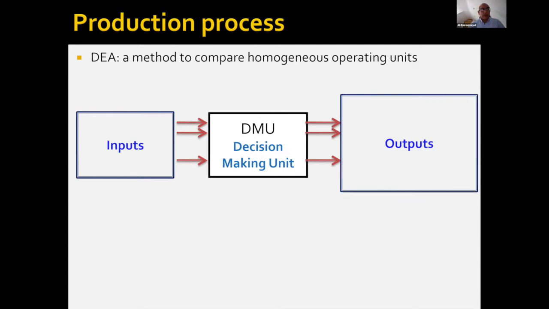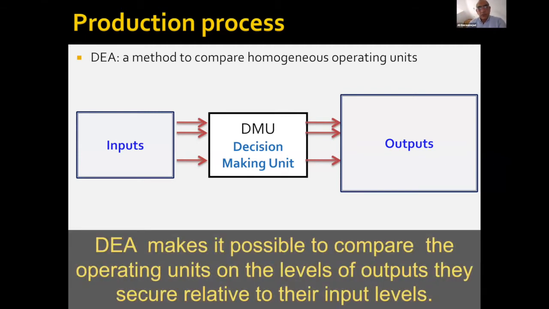Say, for example, in banks, the number of staff is one of the inputs to the decision-making unit, and the number of accounts, for example, is the output of the bank. In a hospital, for example, the numbers of doctors and nurses are the inputs. The numbers of inpatients and outpatients are the outputs of the hospital.